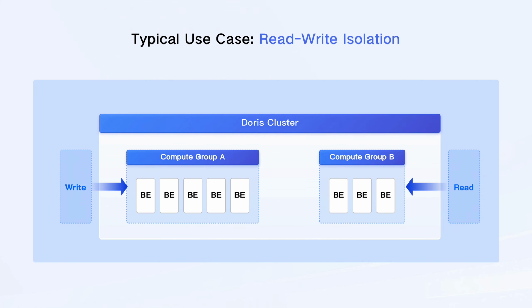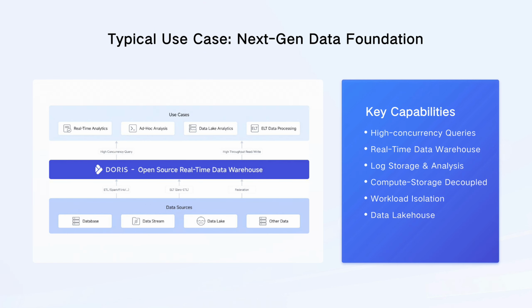In some cases, a user needs to guarantee a low latency for certain queries, and that's when they need the read-write isolation. With the decoupled mode, they can assign write tasks to one compute group and the query tasks to another. To sum up, the compute storage decoupled mode of Apache Doris brings lower costs, provides a better elasticity and workload isolation capabilities. On top of this, Doris has other superpowers like blazing fast concurrent queries, log storage and analysis, and data lakehousing. So all this makes Apache Doris a powerhouse platform for modern data needs.